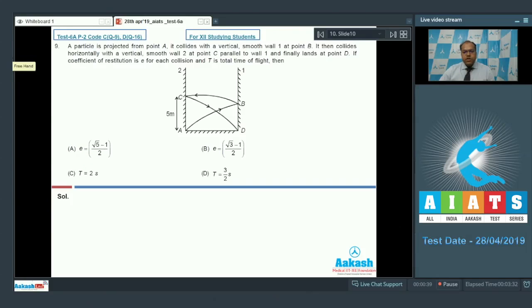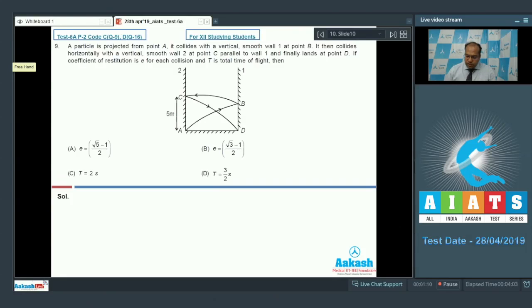So let's analyze the situation. Whenever a collision occurs, it will change the component of velocity in the horizontal direction. The vertical component of velocity will remain the same. So we can say that the time of ascent is equal to the time of descent.